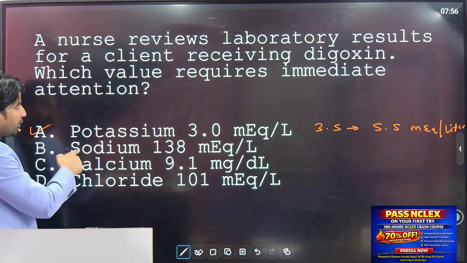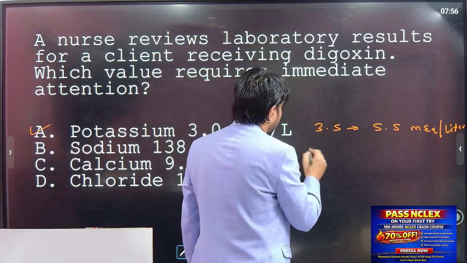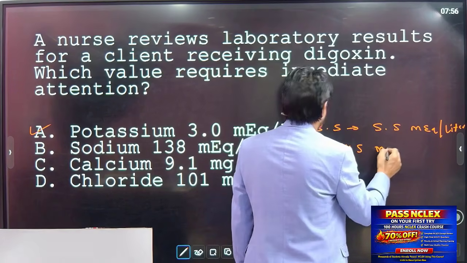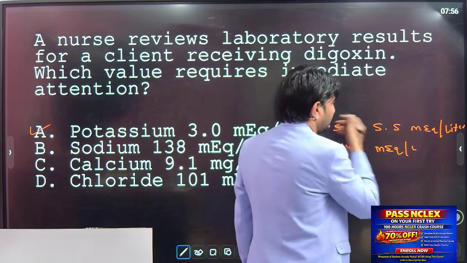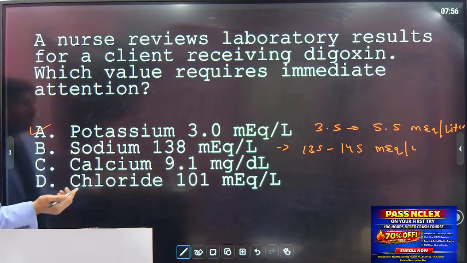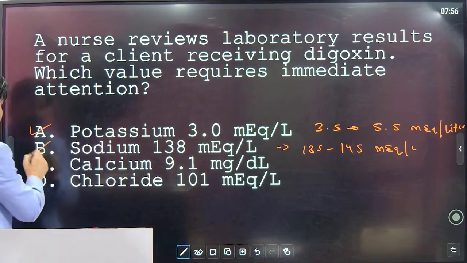The second option is sodium 138 milliequivalents per liter. The normal value for sodium is between 135 and 145 milliequivalents per liter. So this means it's within the normal range. So we don't need to pay any special attention to this. We need to identify the one that requires attention. So this option is also wrong.